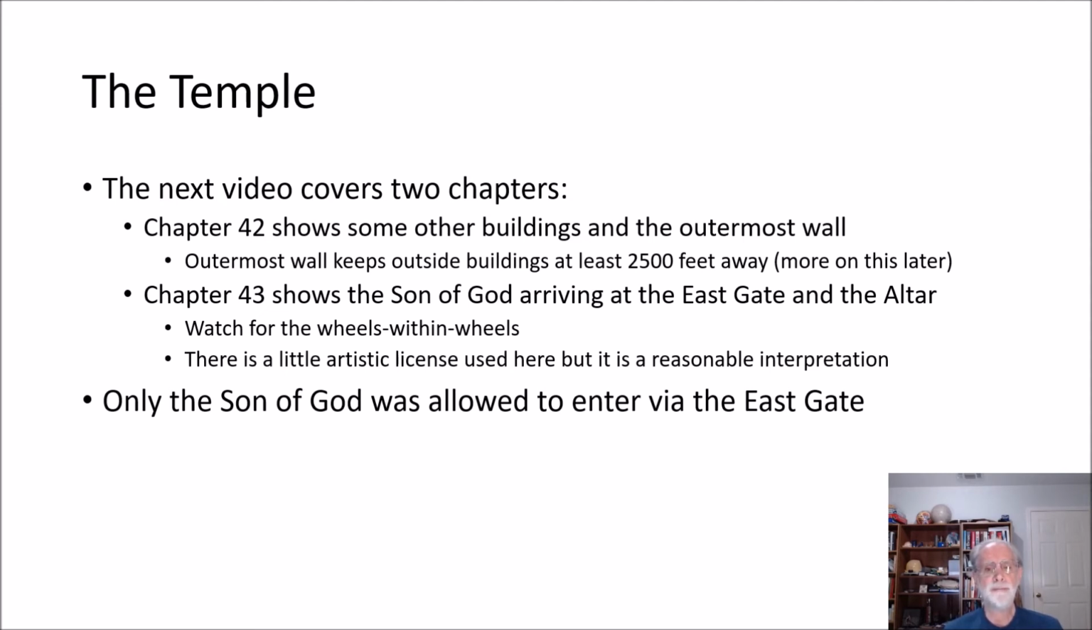Chapter 43 of Ezekiel talks about the Son of God arriving at the east gate and at the altar. And you're going to see that depicted here. Now, there's going to be a little bit of artistic license used here because some of the descriptions aren't that easy to understand. And so the artists do their best to understand it here. But the artist has done a pretty good job here, I think. And this is where Ezekiel talks about wheels within wheels, and we'll get to that a little bit later on here.